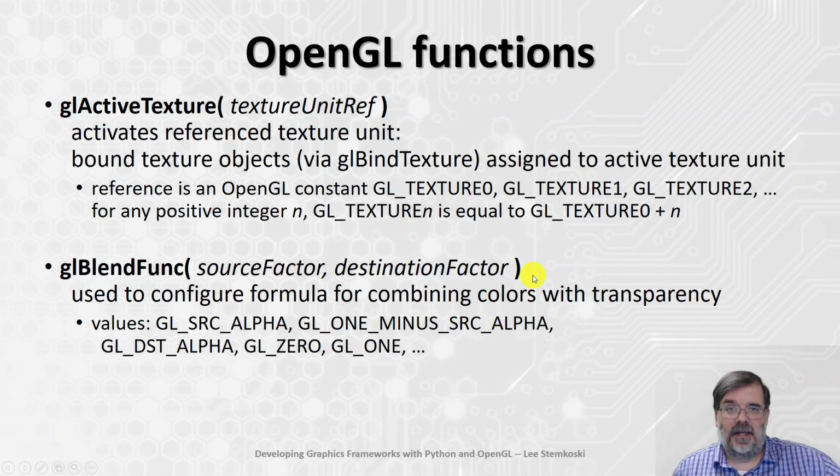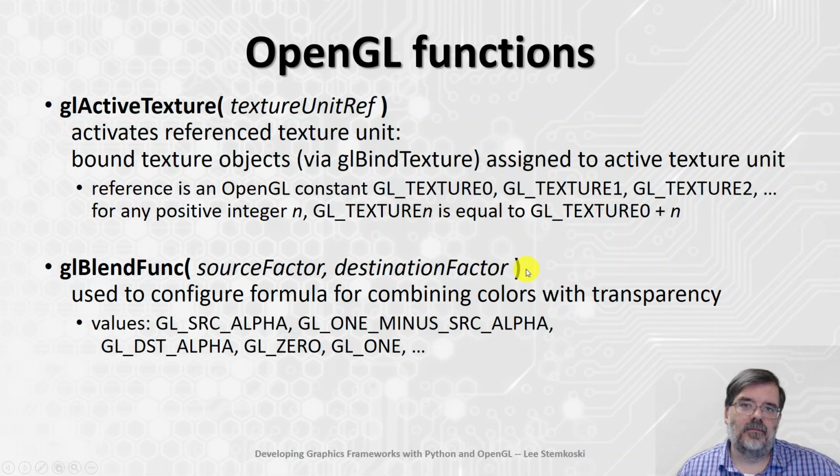Another function, which we might as well implement now, is called glBlendFunc. Since you might use a texture which supports transparency, this function is used to configure how transparent colors are combined. So if you have one color which is transparent that you're overlaying on top of another color, how should you combine the RGB values?